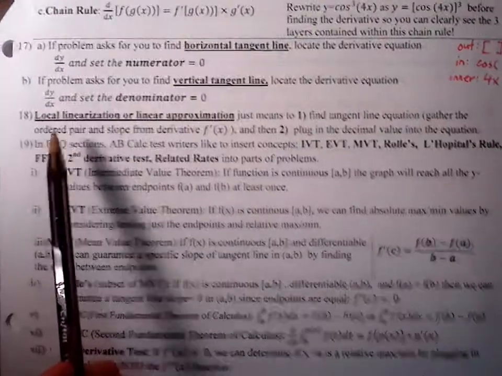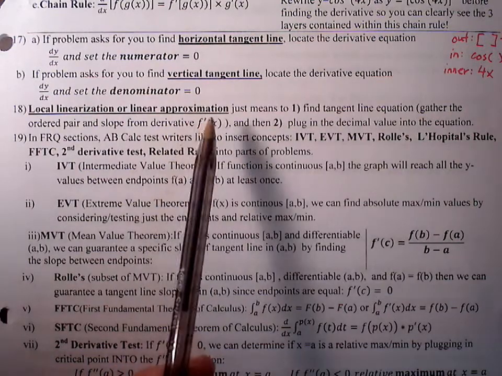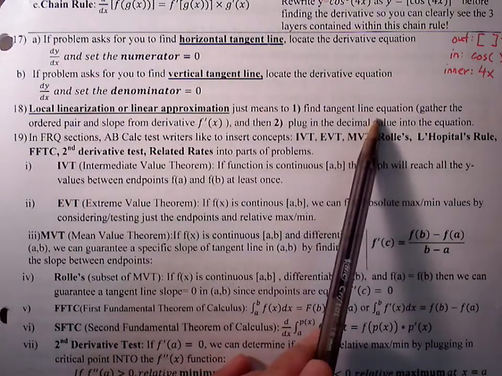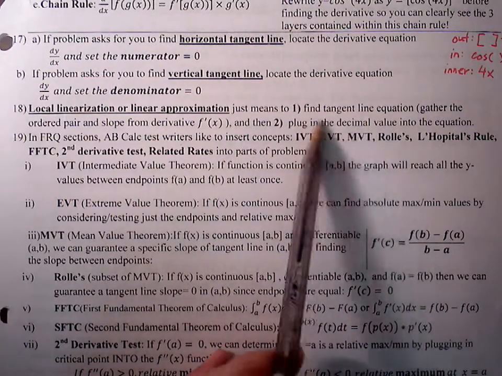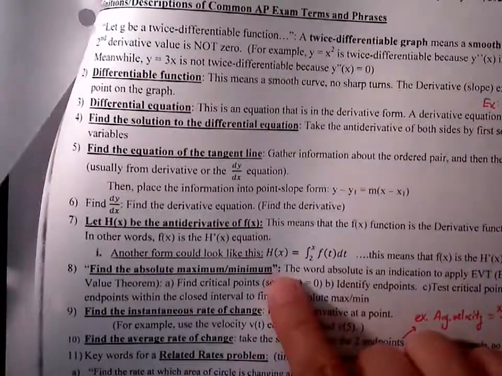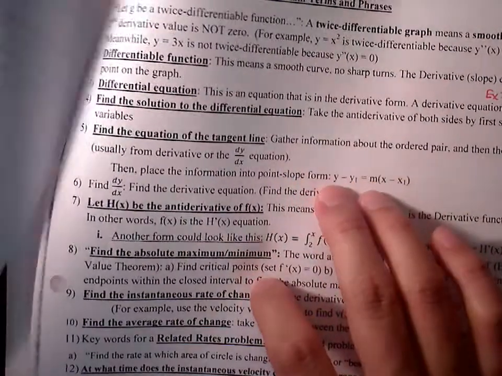All right, 18th item here, local linearization or linear approximation. This is just a fancy way of saying create your tangent line equation and then plug in the decimal. So we know how to find the tangent line equation. We also went over that on the first page here. We find the ordered pair, we find the slope, and we put it in point-slope form.